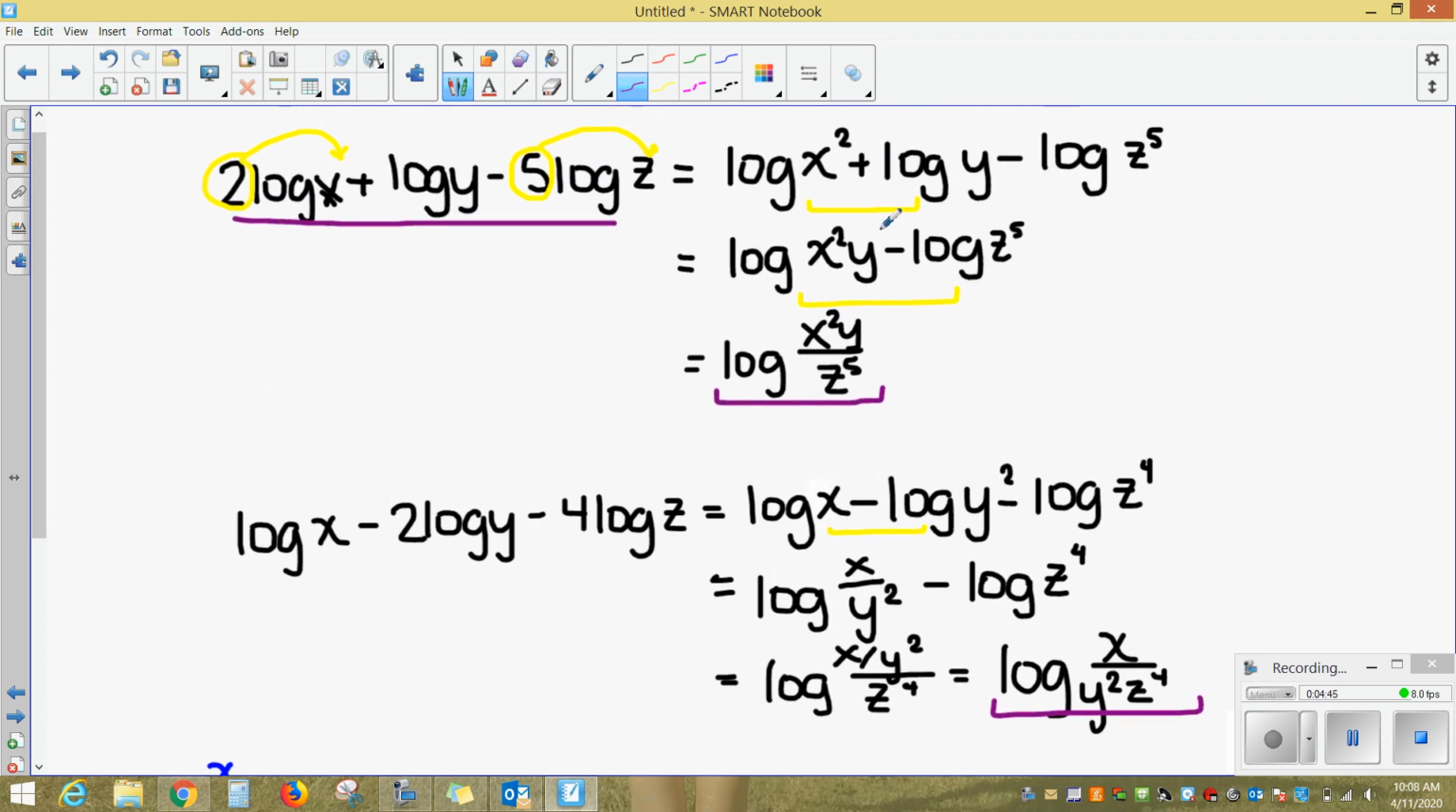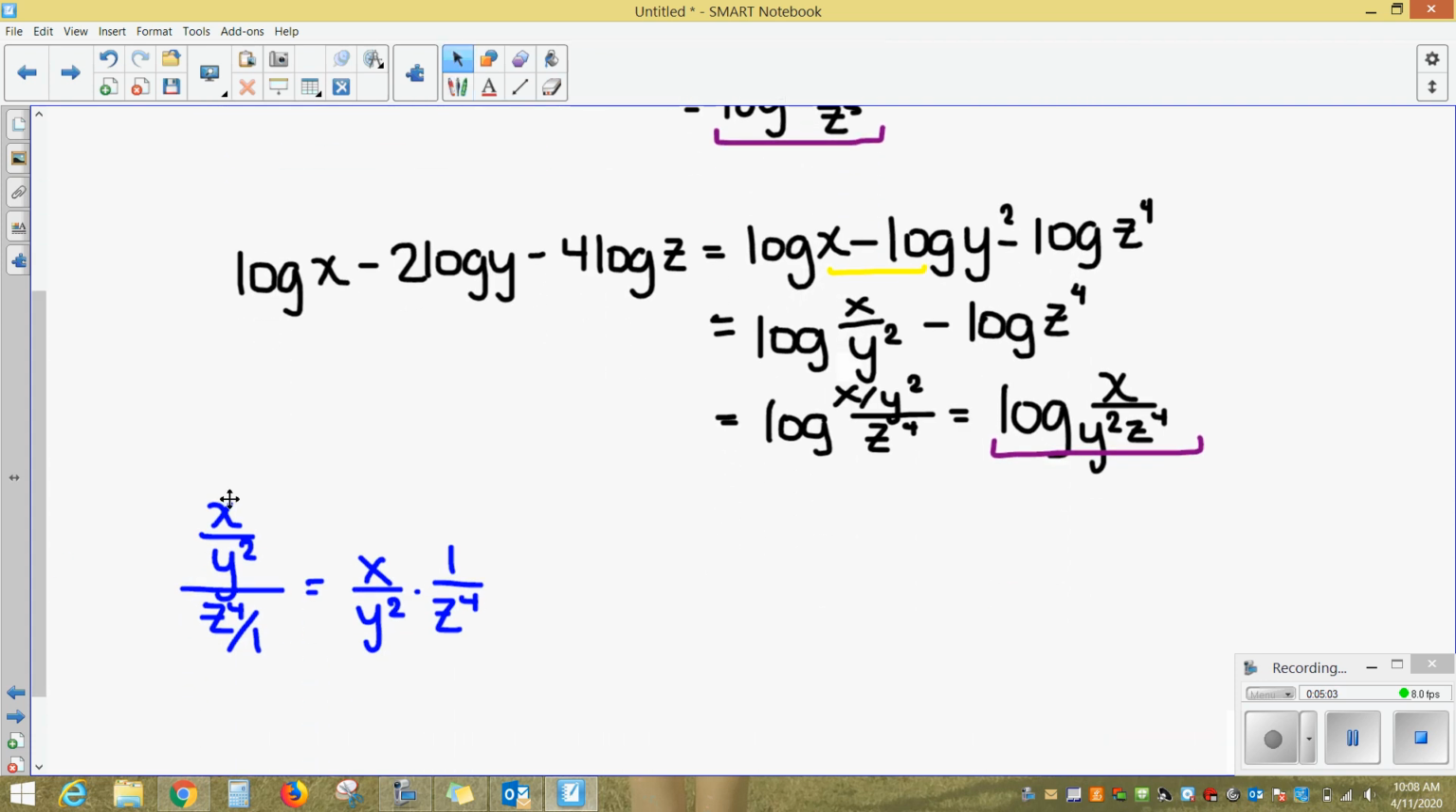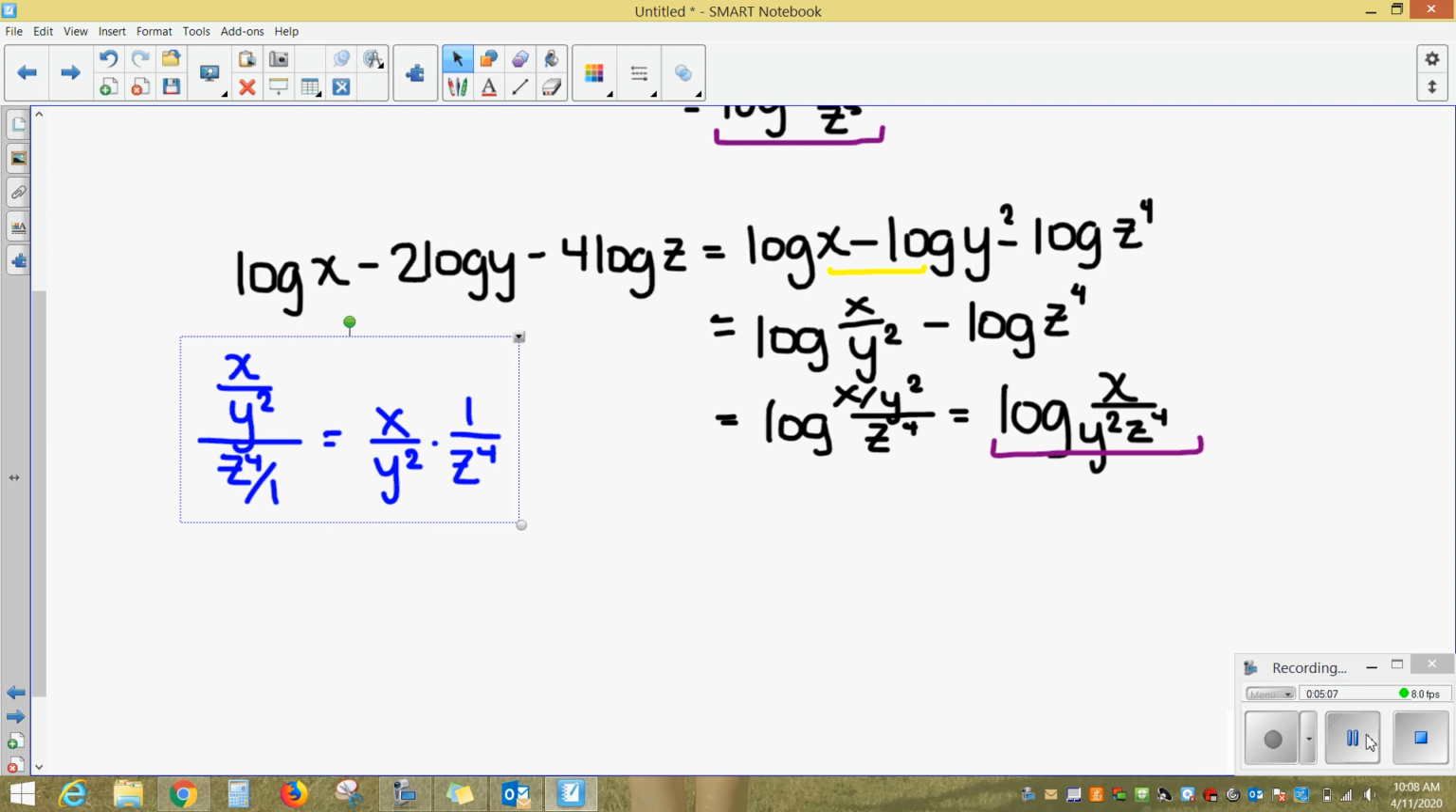Practice these. Practice putting together: plus signs go back together as multiplication. Minus signs go back together as division. If this fraction is not in lowest terms, you would need to reduce it. Again, if it's a complex fraction, you would need to fix it. And we get to practice in this section going back and forth, spreading things and expanding them out, and then also putting them back together.